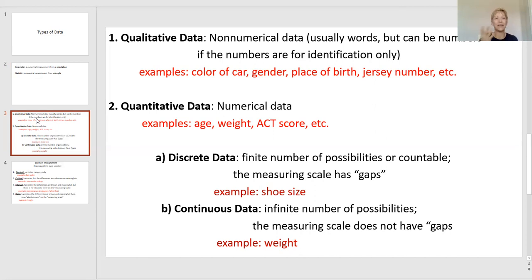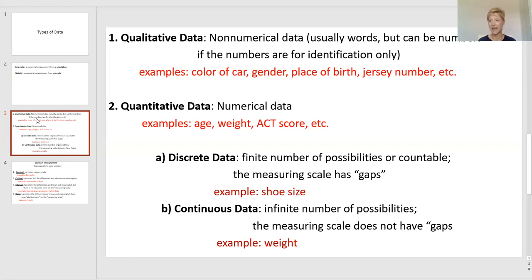So there are gaps. I mean, if your foot's really like a 7 1/4, you can either squeeze your foot in a size 7 or flop around in a 7 1/2. There's not a 7 1/4 shoe size. So that's what I mean by there are gaps in the data. So it jumps from 7 to 7 1/2, from 7 1/2 to 8. So that's why discrete data has gaps in that scale.